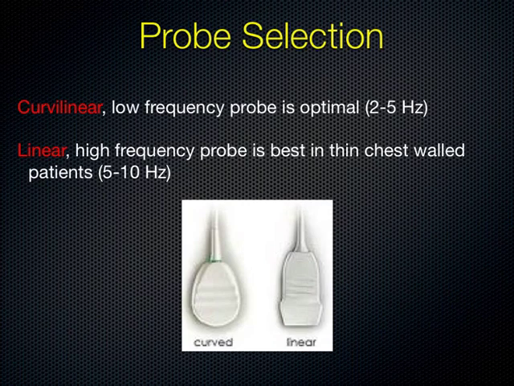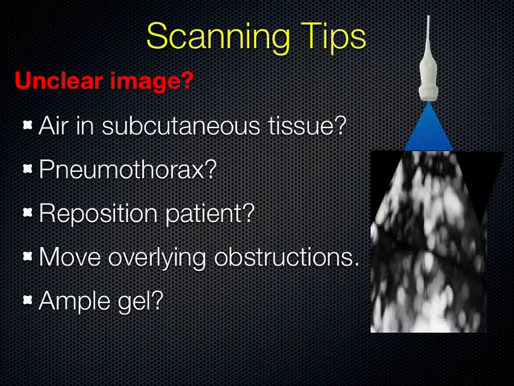A couple quick tips, and this is important for any kind of imaging: if you don't have a great picture, if you don't see anything, basically you have to troubleshoot. Do you have enough gel? Air is your enemy, gel is your friend. You've probably heard that 1,000 times, but it is absolutely true. If you don't have gel, or you don't have good contact with the chest wall, or if you've got something obstructing in the way, like a bandage or a bra strap or something like that, you need to clear those things so that you can see.